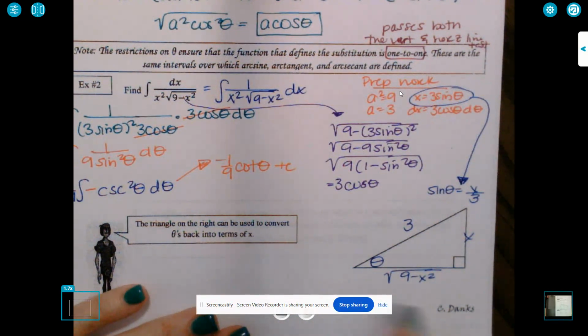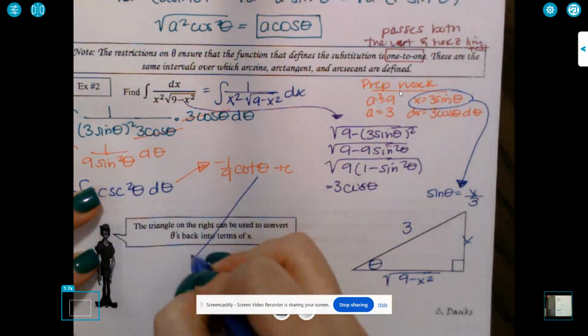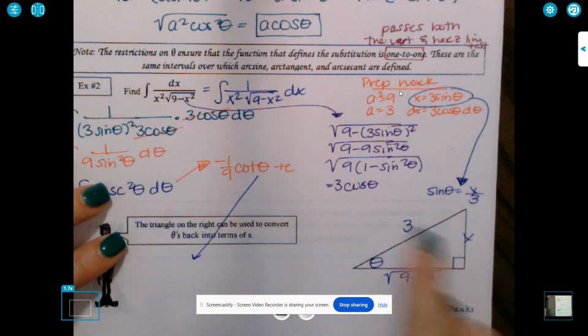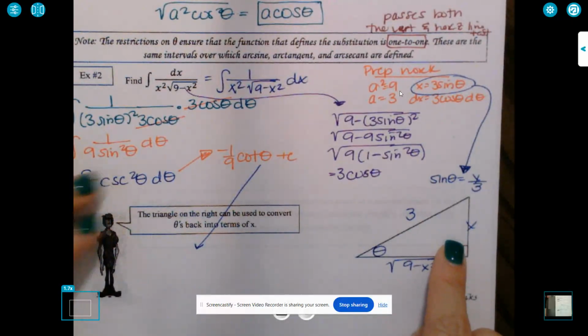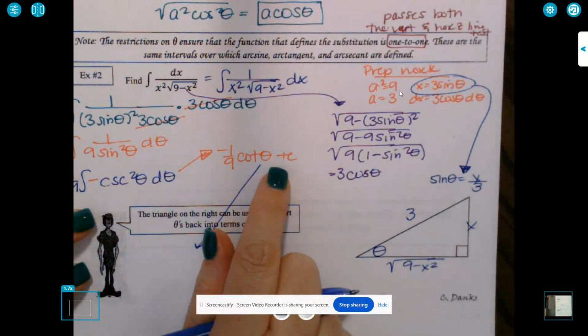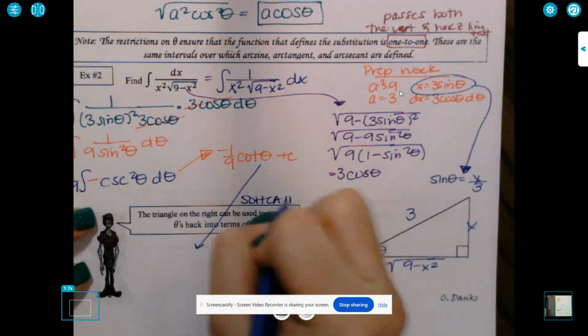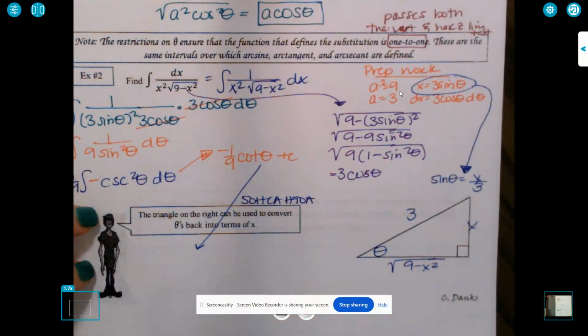So using that, if we go back over here, now we're going to convert this. The triangle on the right can be used to convert thetas back in terms of x. So we've labeled our triangle, and we started off with -1/9 cotangent theta plus c. Remember, and this is the whole throwback, tangent's opposite over adjacent.